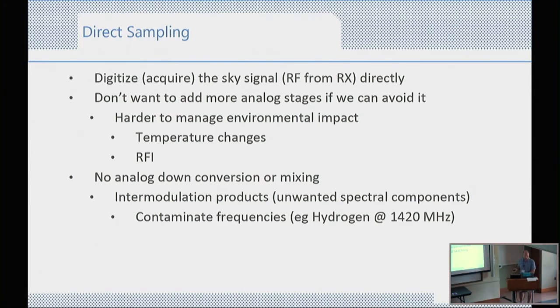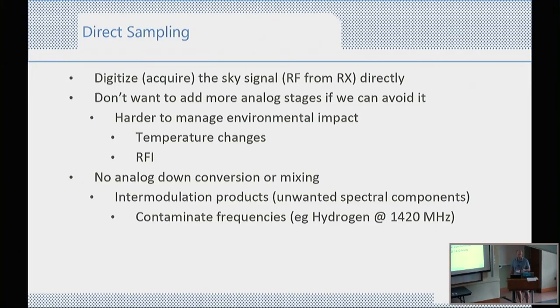Another reason why we want to do direct sampling is we want to turn the EM signal into bits as quickly as we can. We don't want to add more analog stages to the received signal that we've acquired, because it's typically hard to manage environmental effects. Temperature changes, RFI that's on site couples into your analog signal and distorts it. When you're doing analog down conversion, you also get intermodulation products, which is a really painful thing, and that can contaminate the frequencies that you're looking at.